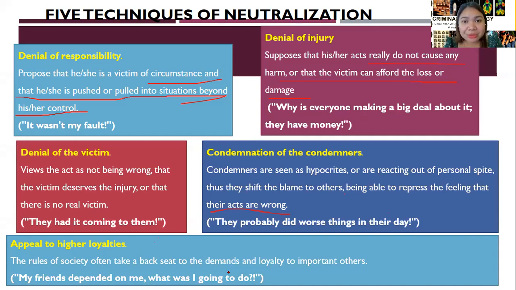This is also a theory under social control theories. Meaning, it looks at the different controls that we have in society which may stop people from committing crime, right? So drift or techniques of neutralization believes that in our society, there are different controls that control the actions of every individual.